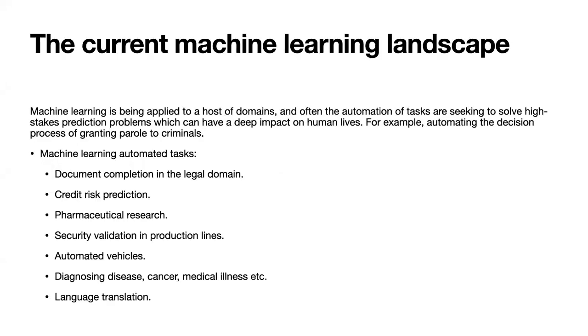So again, the reason we got started in this whole adventure is that machine learning is being applied to a range of domains. Some of them are fairly safety critical and have massive societal implications. Things like security validation, things like surveillance, automated vehicles, and so on and so forth.